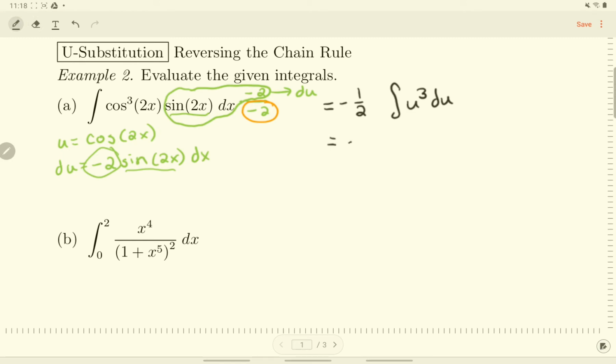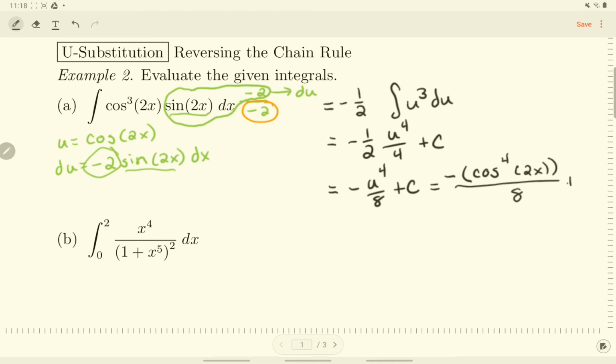All right, reverse power rule, add 1 to the exponent, divide by that new exponent, put a plus c. So we're getting negative u to the 4th over 8 plus c. We're not quite done. I started with x's. I need to end with x's. So this equals negative, what was u? U was cosine 2x. So cosine 4th 2x over 8 plus c.